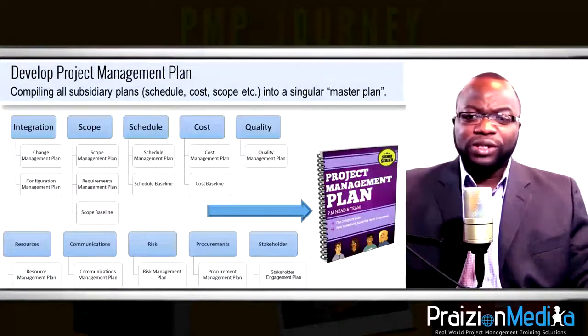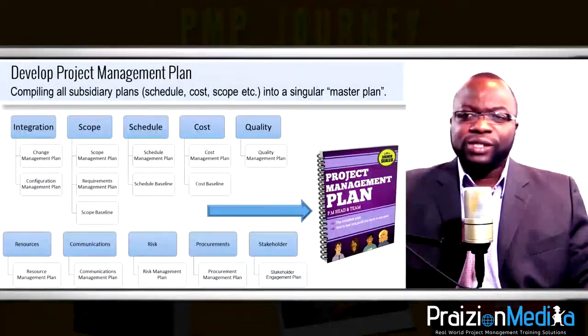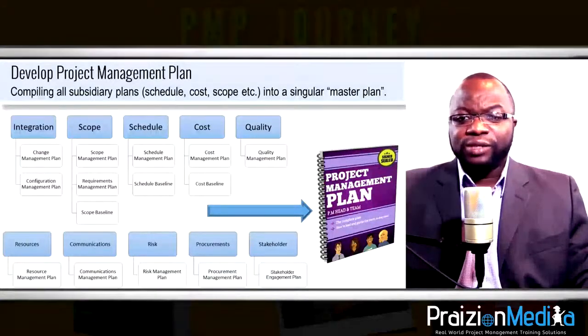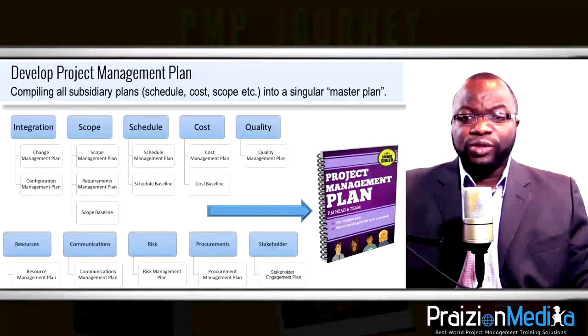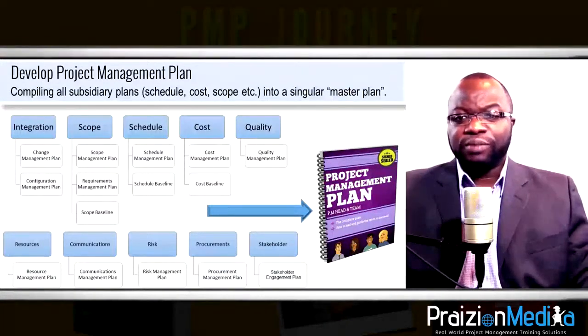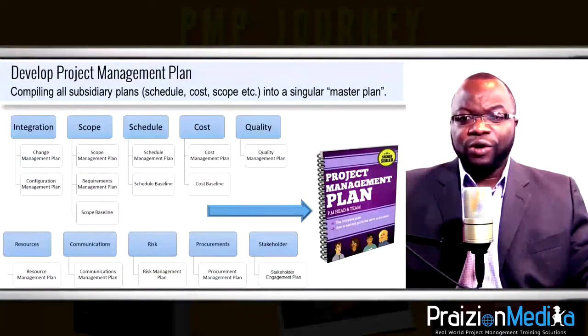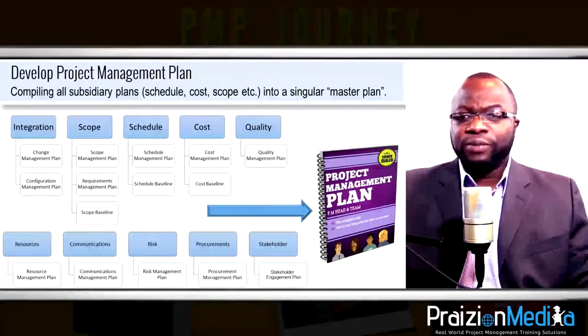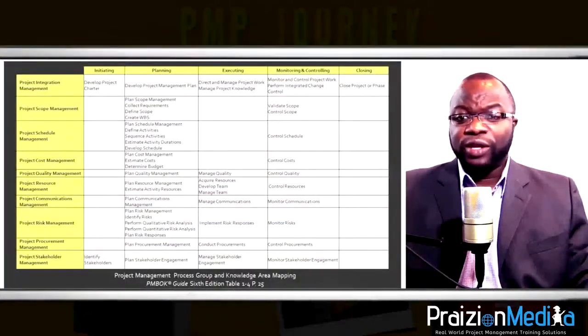But this is not a one-time event. This is an iterative thing. We incrementally are going to add to the project management plan throughout this process. We're going to incrementally add a scope management plan, incrementally add a scope baseline, a schedule management plan, a schedule baseline, and you're going to see all of these processes come to life as we move along.